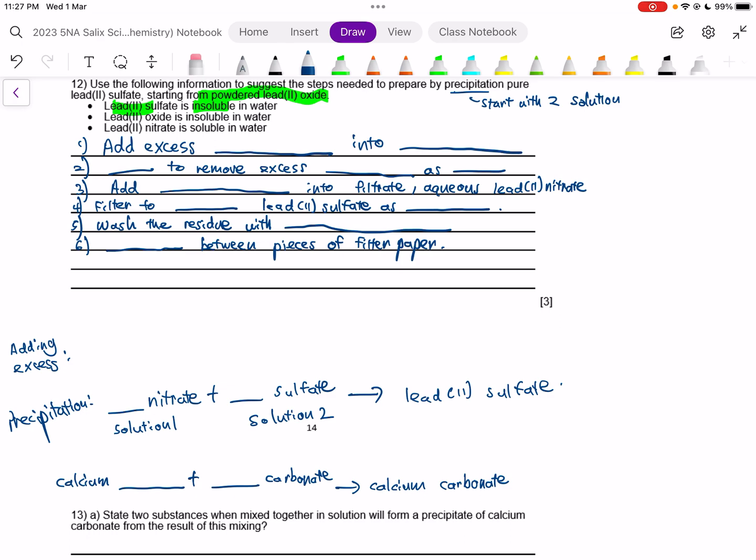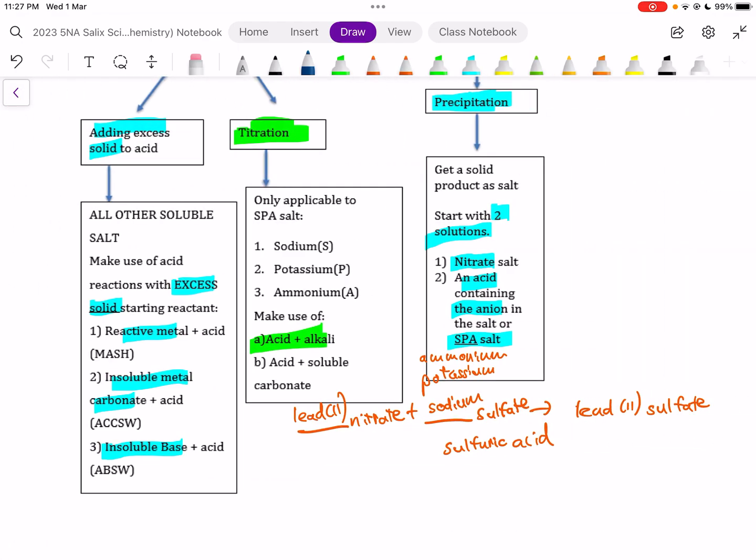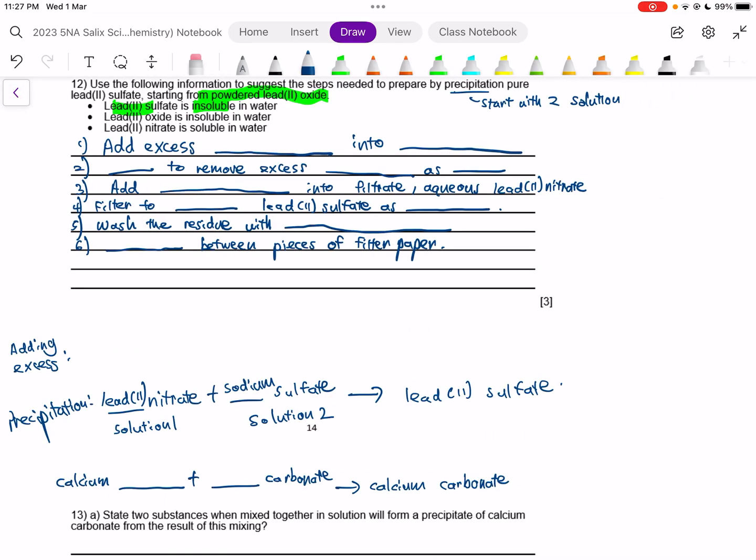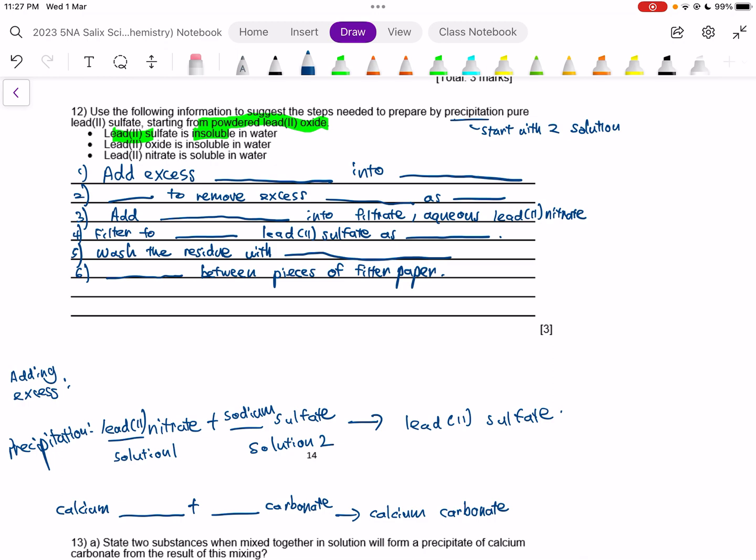So this is lead 2 nitrate, the other one is perhaps something like sodium sulfate. This will definitely make it a solution because your spent salts are soluble. All these spent salts are soluble, right? But the thing is you have to start with lead 2 oxide. So the first step would be creating one of these 2 solutions, lead 2 oxide plus something, which gives you the lead 2 nitrate.